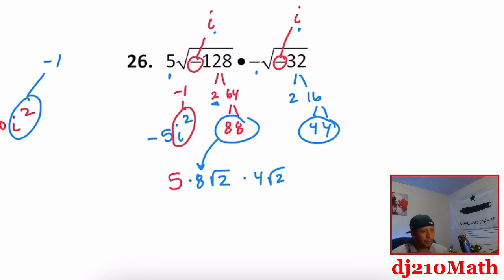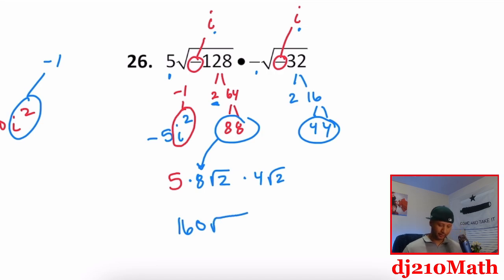All right, and all this is being multiplied. So what happens is all the numbers that are outside are going to get multiplied. So 5 times 4 times 8. 5 times 4 is 20. 20 times 8, 160.